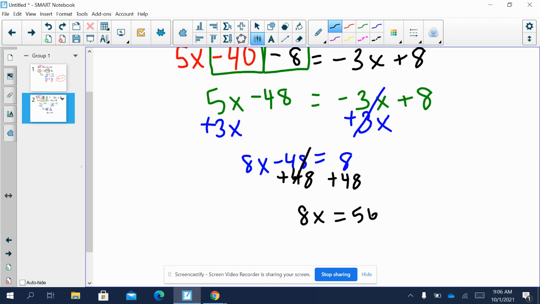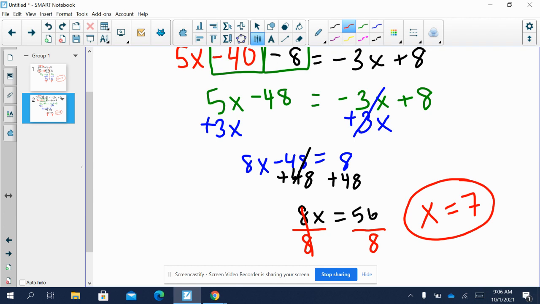Now our final step in the solving process is to isolate the variable, which means we need to divide by the coefficient of x. So what is attached to x? It is an 8, so we will divide by 8. Those cancel out. We're left with just x, and 56 divided by 8 is 7.